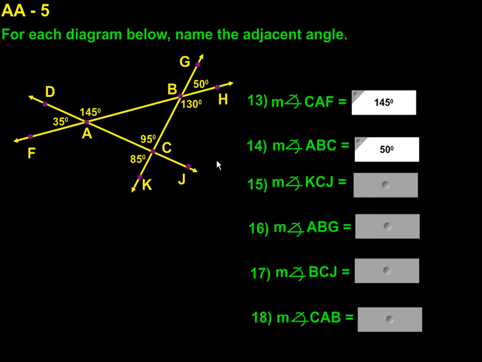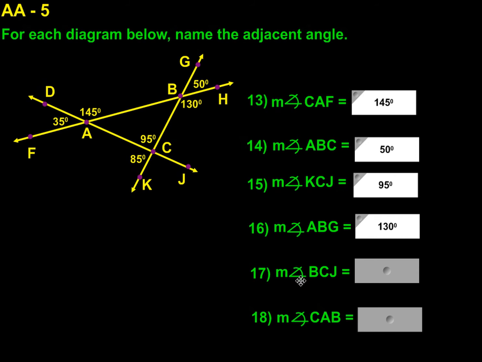Next, we're looking for the measure of angle KCJ. So we're looking for the empty space right here. Again, I can see directly opposite that a vertical angle of 95 degrees. Means this must be 95 degrees. Then we have the measure of angle ABG. So we're looking for this empty space right here. And I can see there's a vertical angle or opposite angle of 130 degrees. So that means this must be 130 degrees.